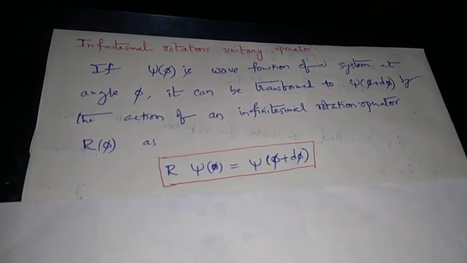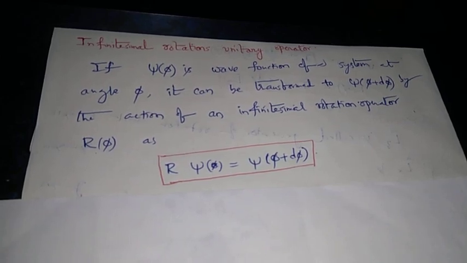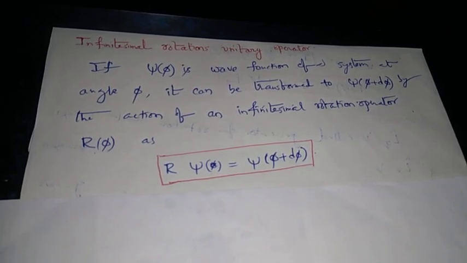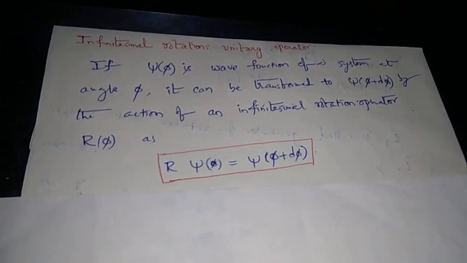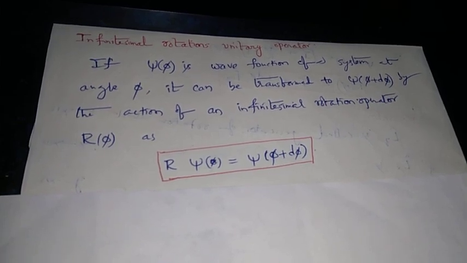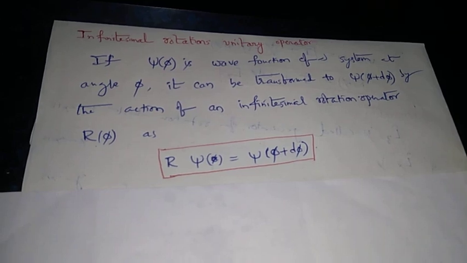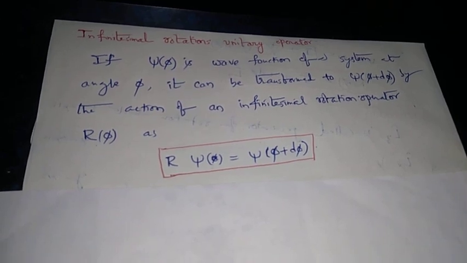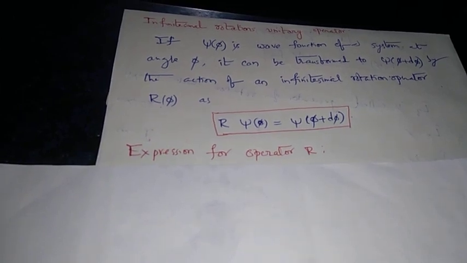If ψ(φ) is a state function of the system at an angle φ, it can be transformed to a state function ψ(φ + dφ) by the action of the infinitesimal rotation operator R(φ), as shown here in the box. Expression for this operator R.